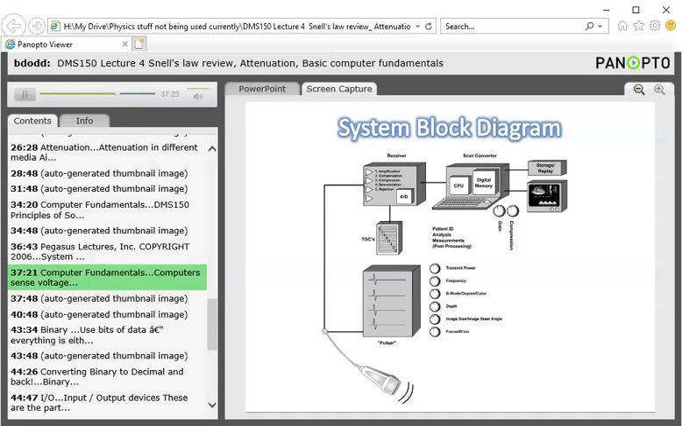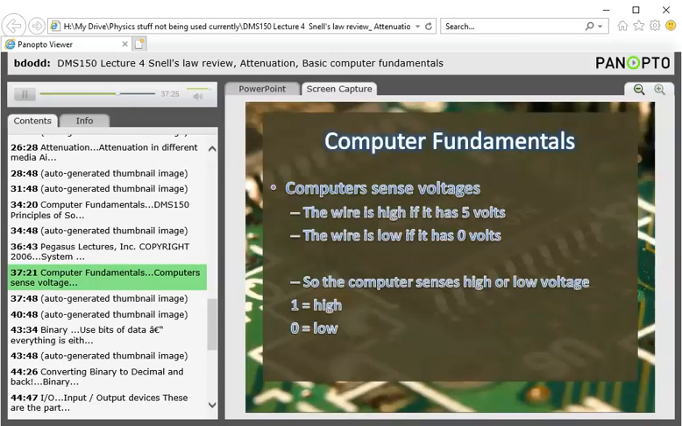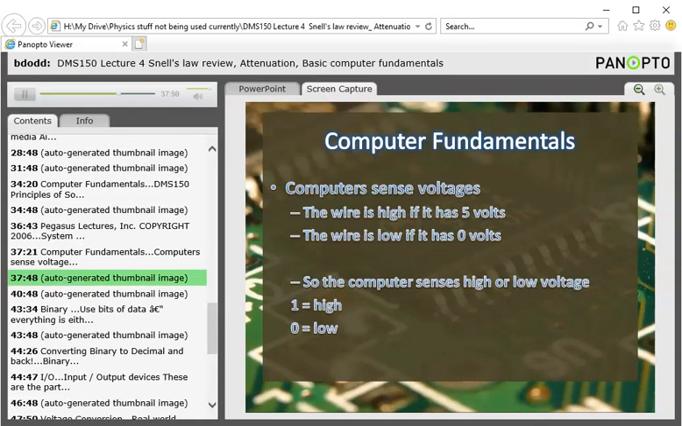So computers can sense voltages, and if it has 5 volts on something, the computer says we're going to call that a high voltage. If it doesn't have 5 volts, it's going to be a low voltage. So it can have two things, high or low. Those can be binary numbers, zeros or ones. So we're going to call anything with a high voltage, 5 volts, a 1, and anything with a low voltage, a 0. And we're going to learn to count using these binary numbers.